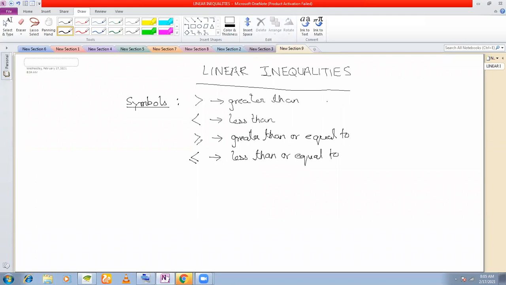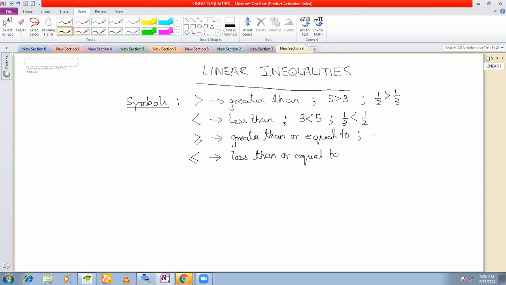Okay. So for greater than, suppose I say 5 is greater than 3, or I can say half is greater than 1/3. Okay. Next is less than. You say 3 is less than 5, or you say 1/3 is less than half.